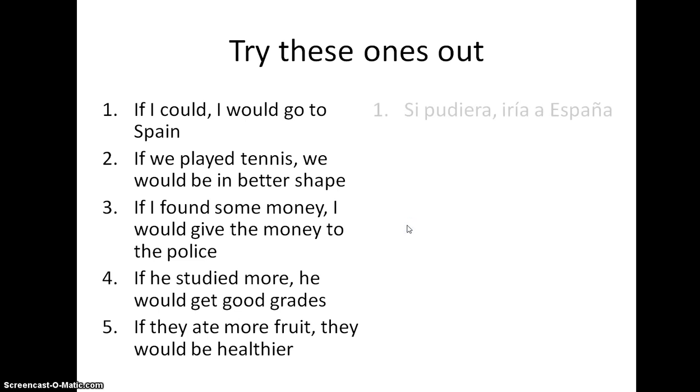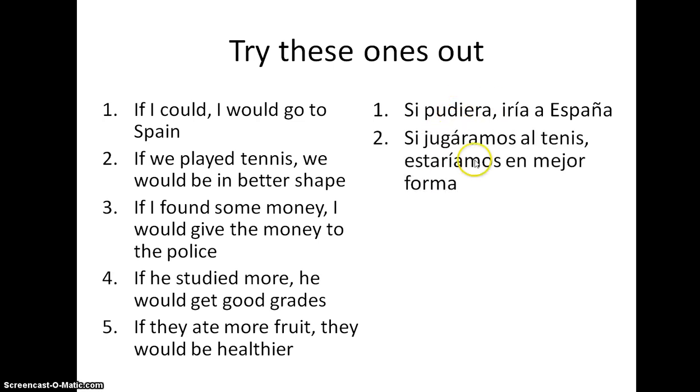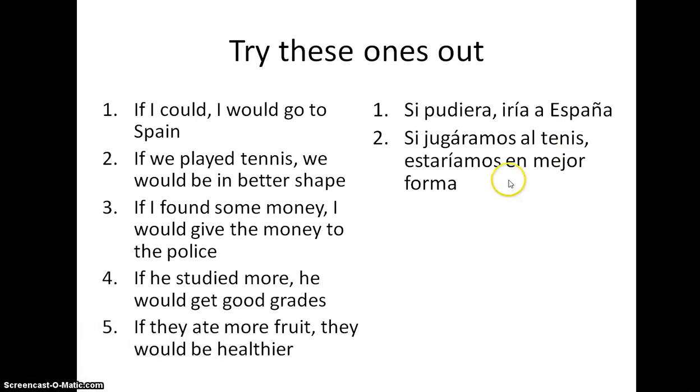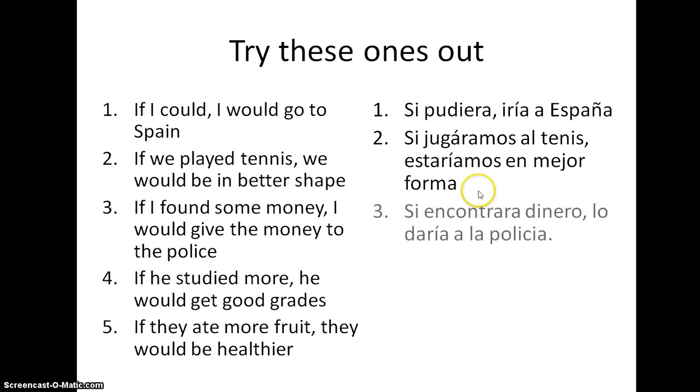Right, the answers. So, si pudiera, if I could, iría a España. Pudiera is the imperfect subjunctive for poder, to be able to. Two. Si jugáramos al tenis, estaríamos en mejor forma. Si jugáramos in the we form, imperfect subjunctive. Estaríamos conditional. Si encontrara dinero, lo daría a la policía.